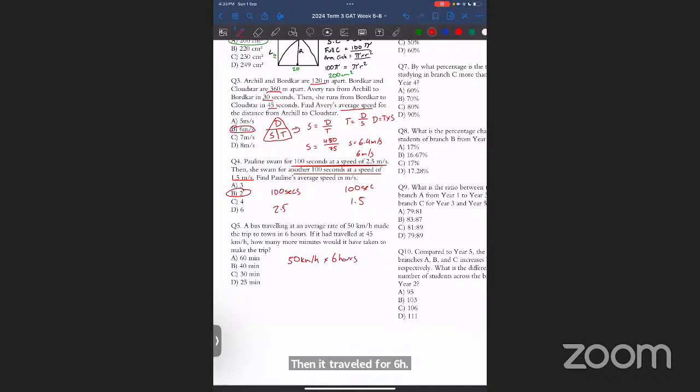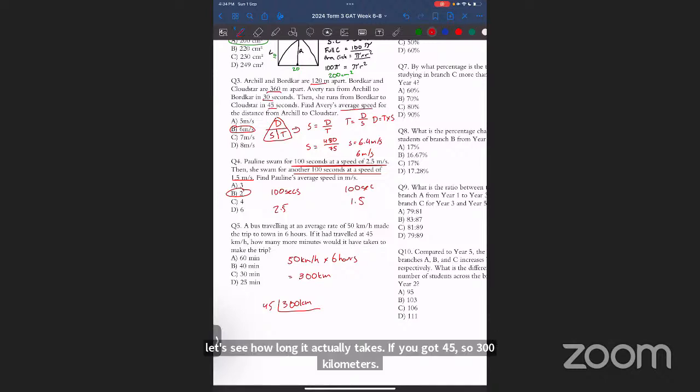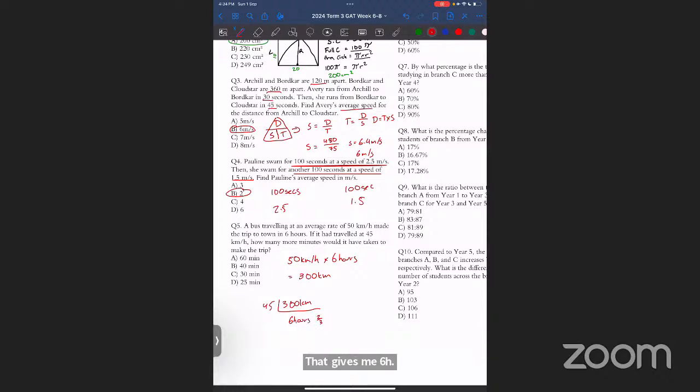So the total distance to go to the town is 300 kilometers. That's a really far away town, right? And then it says if it goes the same distance at 45 kilometers per hour, how much extra time will it take? Well, let's see how long it actually takes if you go at 45. So 300 kilometers divided by 45 gives me 6 hours and 2/3 of an hour, right?